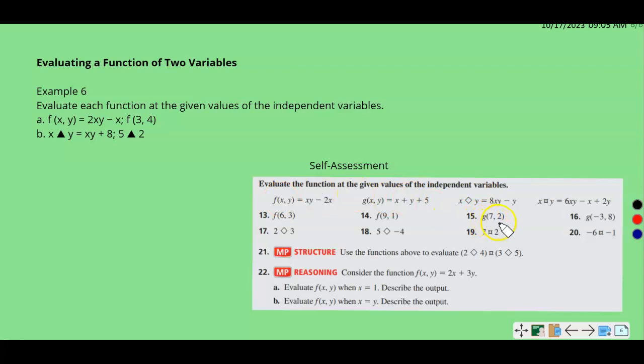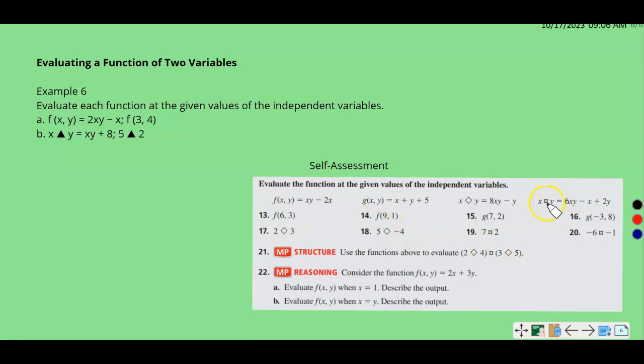This one is also talking about the f function. This one is talking about g. So g of 7, 2, your 7 would be your x, 2 would be your y. You would use this function here to evaluate number 15. Number 16 is function g, so again, use your g function. This one is the diamond, and this one is the diamond, so you would use this function here to evaluate. And again, this is your x, and this is your y. It tells you right here, x comes before the diamond, y comes after the diamond, so your x is 2 and your y is 3.